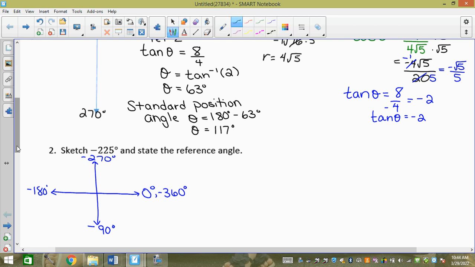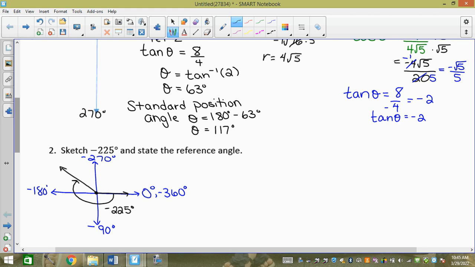225 falls between negative 180 and negative 270, correct? How much more than negative 180 is it? 45, so it's actually right in the middle. So I can go like this. My initial arm, I still have my rotation, and my initial arm's still here. The only catch now is my arrow goes clockwise, and I write negative 225.